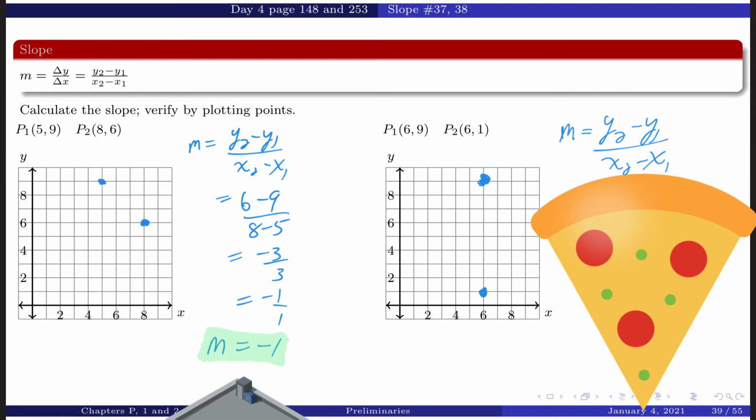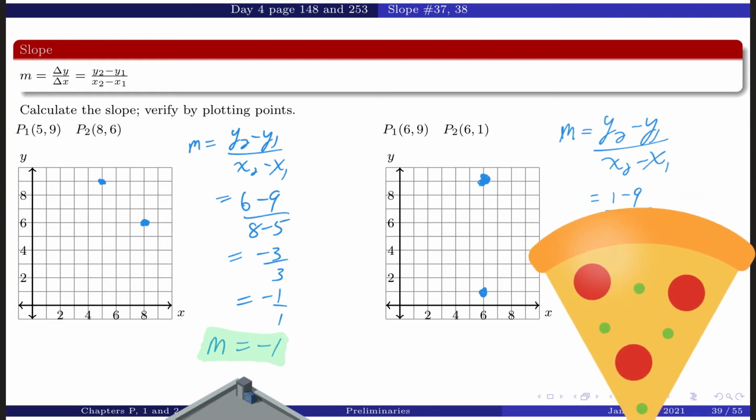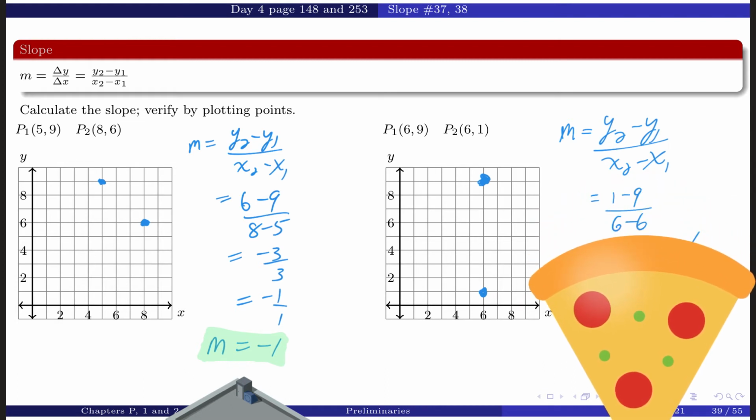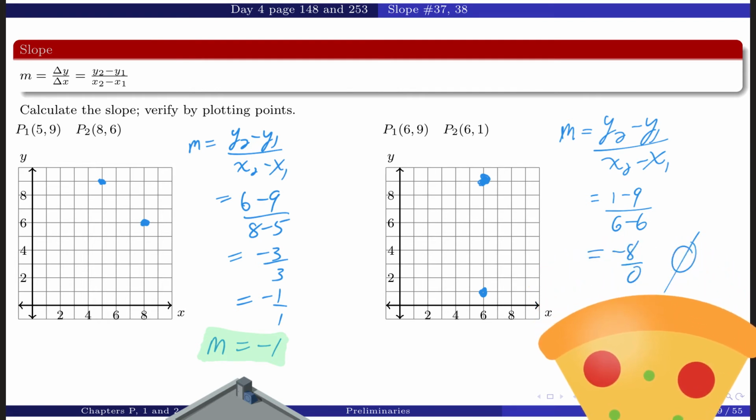A lot of times with slopes, it is easier to leave your answer as a fraction. That way you know how far you're going in the y direction, change in y, and in the x direction, change in x. Second example is a little bit different because something cancels out. When I do y2 minus y1 and x2 minus x1, we get 1 minus 9 for the y's and 6 minus 6 for the x's, which is 0. Since we're not allowed to divide by 0, that tells us that there is no slope.